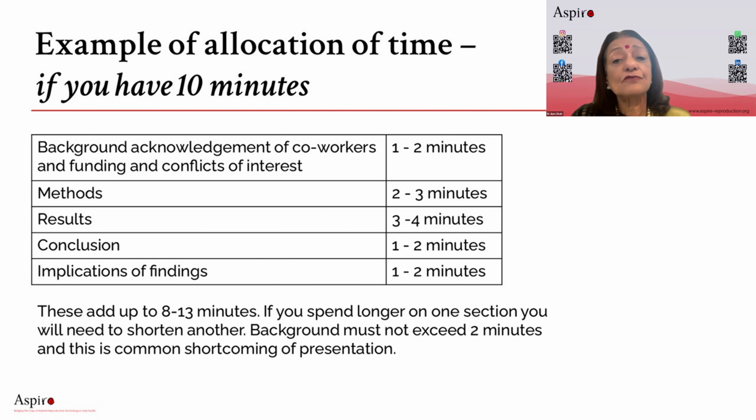The implication of your findings is extremely important, and that should come in the end where you spend approximately 1 to 2 minutes. So all this adds up to about 8 to 13 minutes. If you spend longer in one section, you need to shorten the other. And the background must not exceed more than 2 minutes. And this is a common shortcoming of many presenters who make a presentation. So this was allocation of time if you have 10 minutes to discuss.